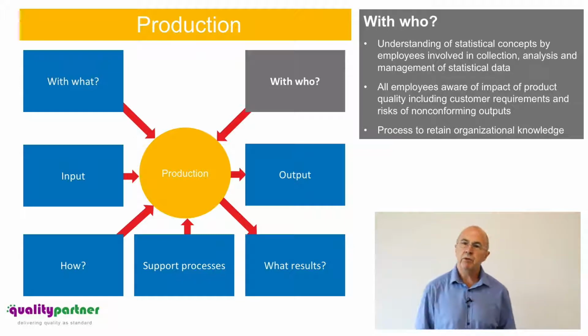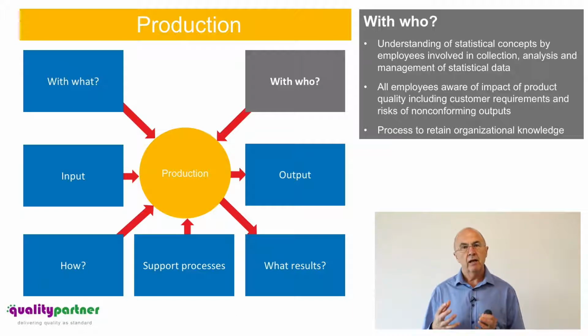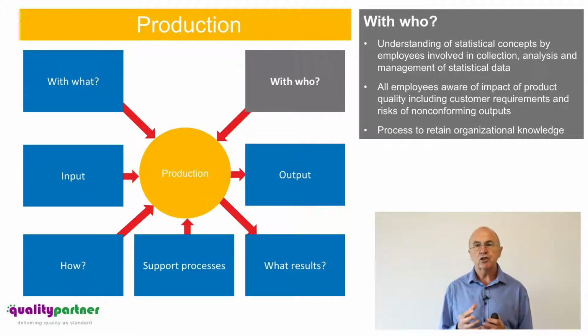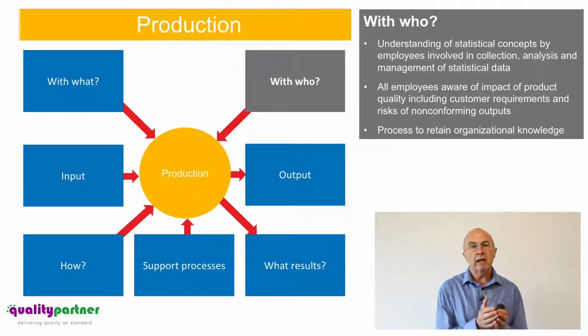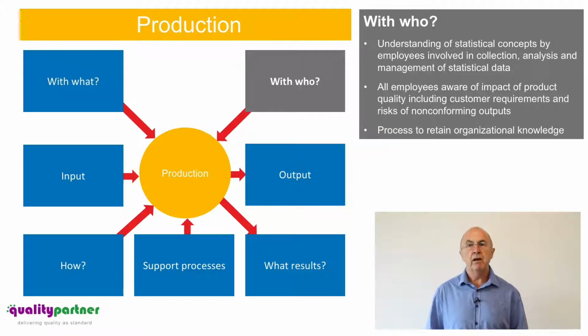So what about the people that are working within production? Well, obviously previous versions of ISO TS 16949 required that we had competent people, whether those people are full-time employees within the organisation or whether they're contract employees, that we need to make sure they're competent to perform their role. That requirement hasn't changed. But we need to make sure that we've got documented information to show that people understand basic statistical concepts, whether involved in collecting statistical data, analysing statistical data, or managing statistical data. That we've got competent people that understand the basic statistical concepts.